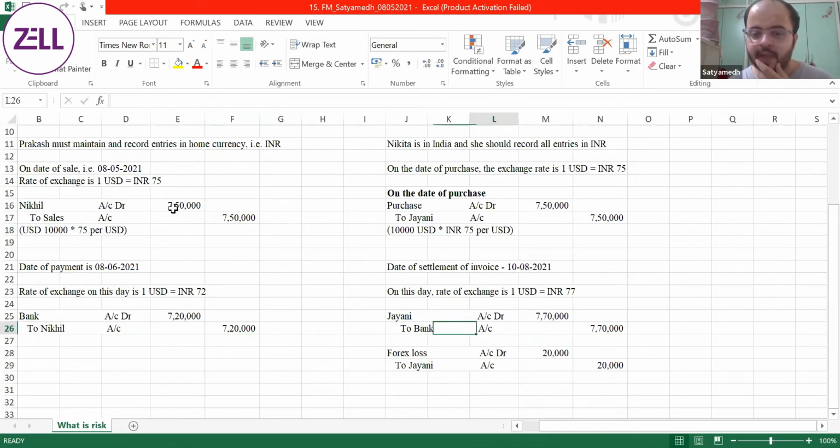And here I had booked a liability at 7,50,000. But when I went to settle that liability, I had to pay 20,000 more. As an importer, that is my risk. My risk is the excess amount that my cash flow takes because there is an upward or a downward movement in the foreign exchange rate. Did you understand till here?